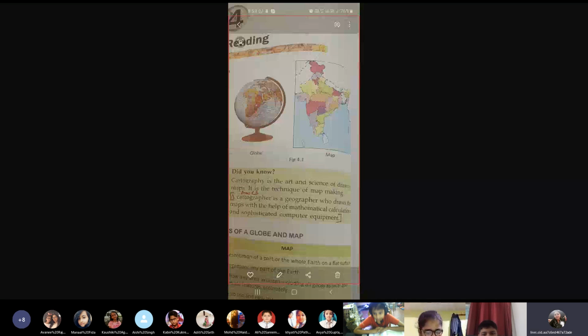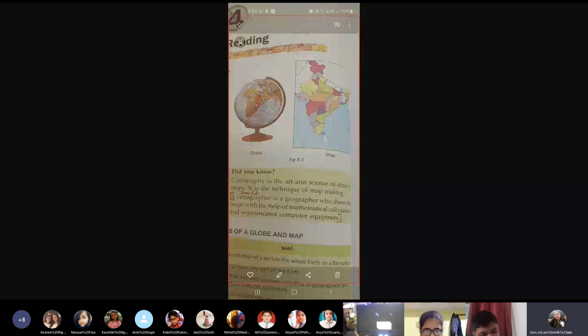Now, a map can represent any part of the Earth. You can have India's map, you can have Pakistan's map, any other country's map in detail, one at a time. You can also have a world map. That means all the places of the world are put together on a single flat surface.